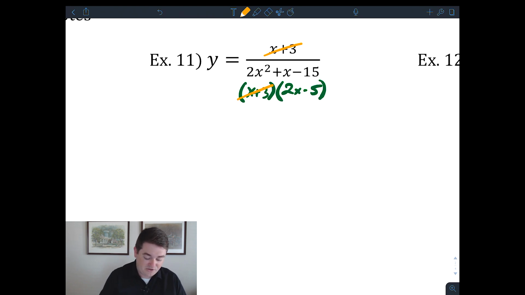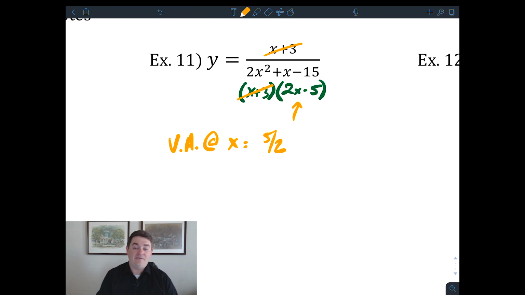Okay. What's left over in the denominator? 2x minus 5. That tells me I have a vertical asymptote at x equals 5 halves, because if I plug 5 over 2 into that, I will get a 0.